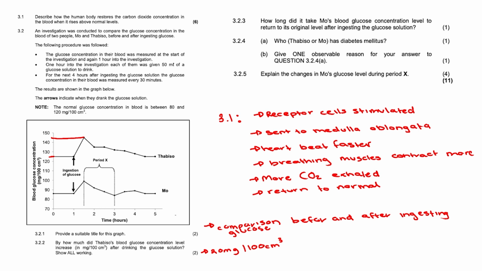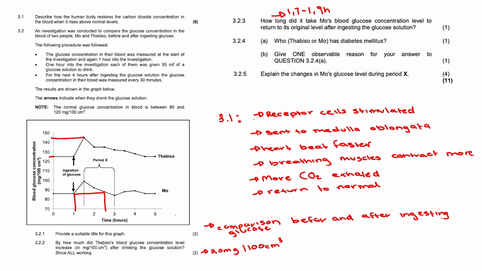Question 3.2.3. How long did it take Mo's blood glucose concentration level to return to its original level after ingesting the glucose solution? Mo's original blood glucose level is 85, and that is at 1 hour. His blood glucose level returned to 80 at this time over here, therefore making the time taken for his blood glucose level to return to normal around about 1.7 to 1.9 hours. Let's say 1.7 to 1.9 hours.